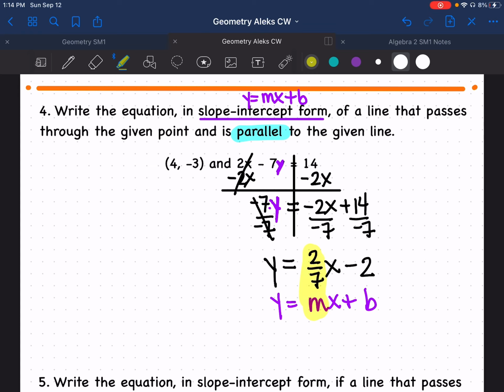There it is. I can simply use my highlighter. Remember, when we are parallel, we have the same slope. We have the same slope. So my parallel slope is going to be 2/7.